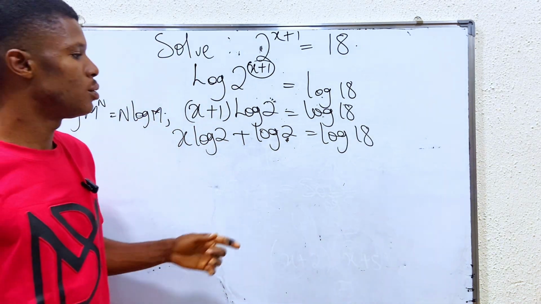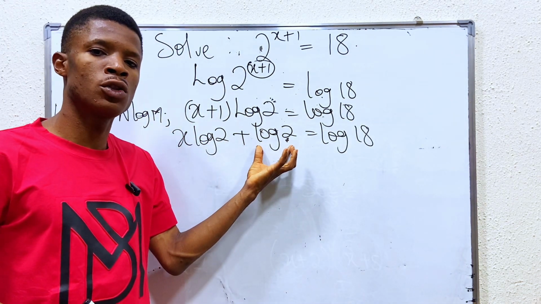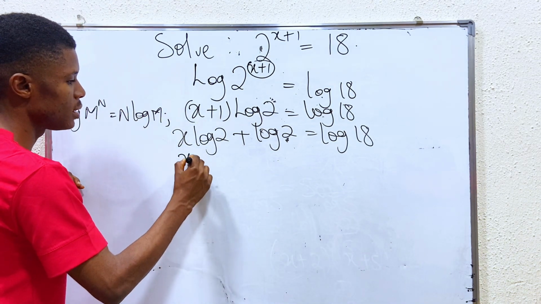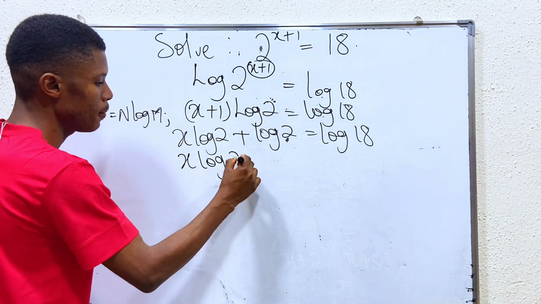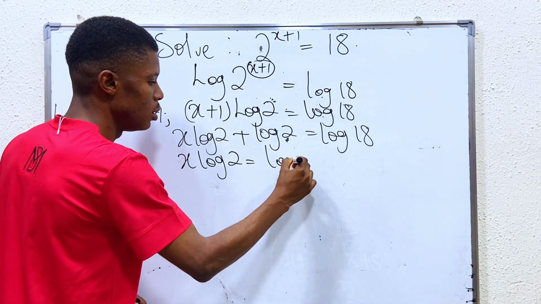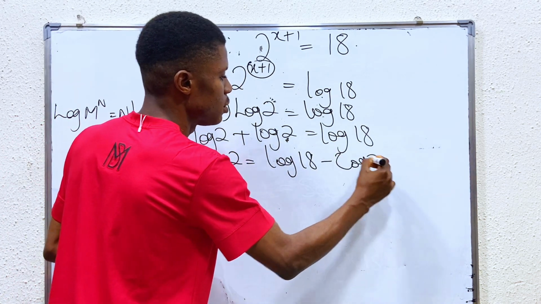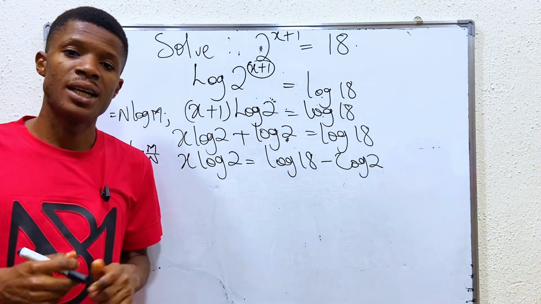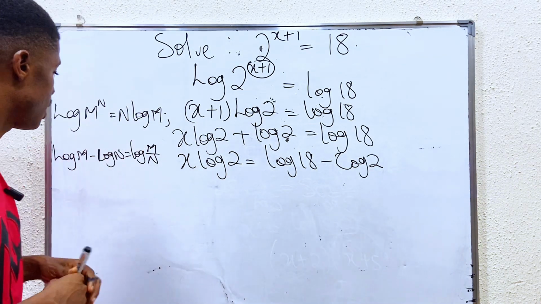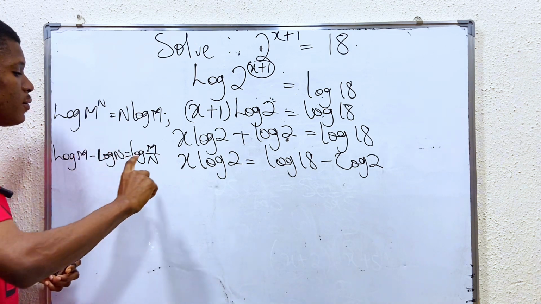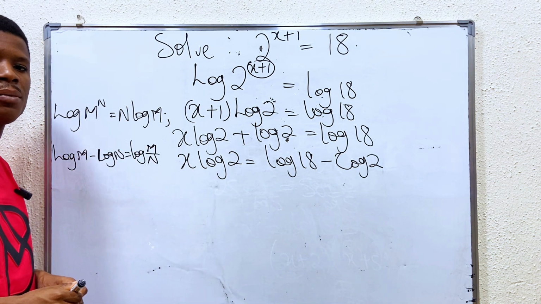The next thing we do is to subtract log 2 from both sides. Okay? So that we'll be left with x log 2 is equal to log 18 minus log 2. There's another law of logarithm which says that whenever we are subtracting logarithms in the same base, all we have to do is to divide the numbers.